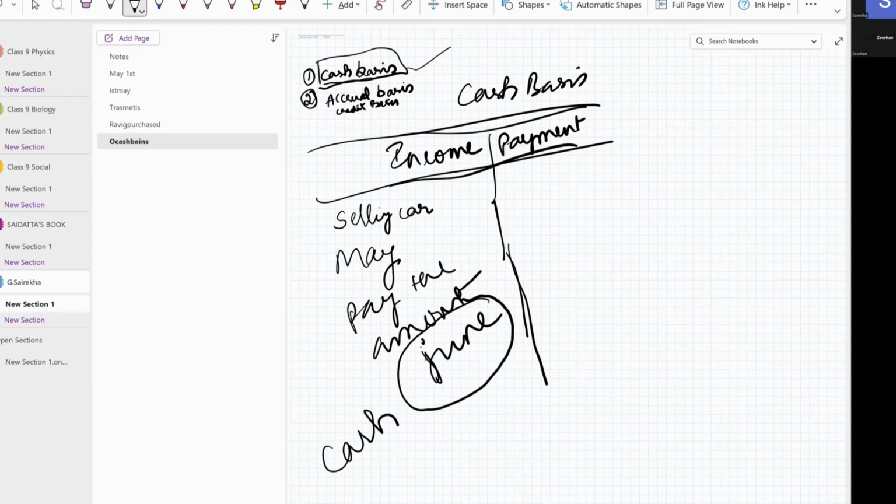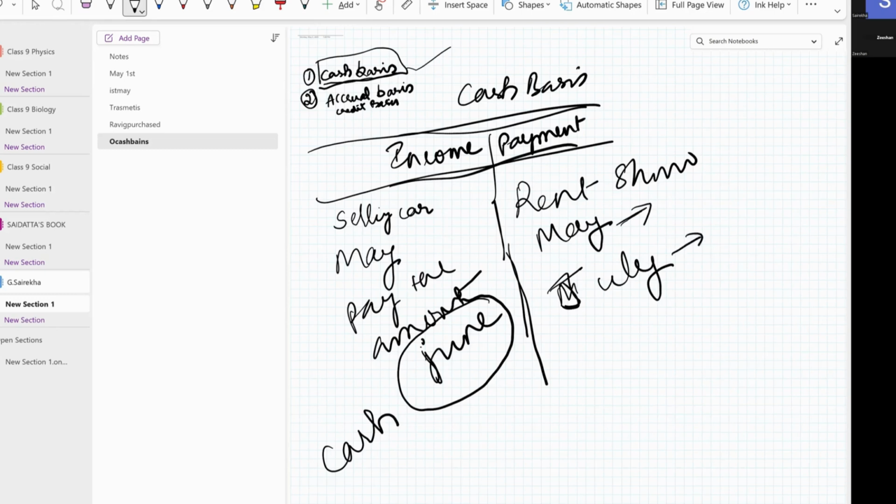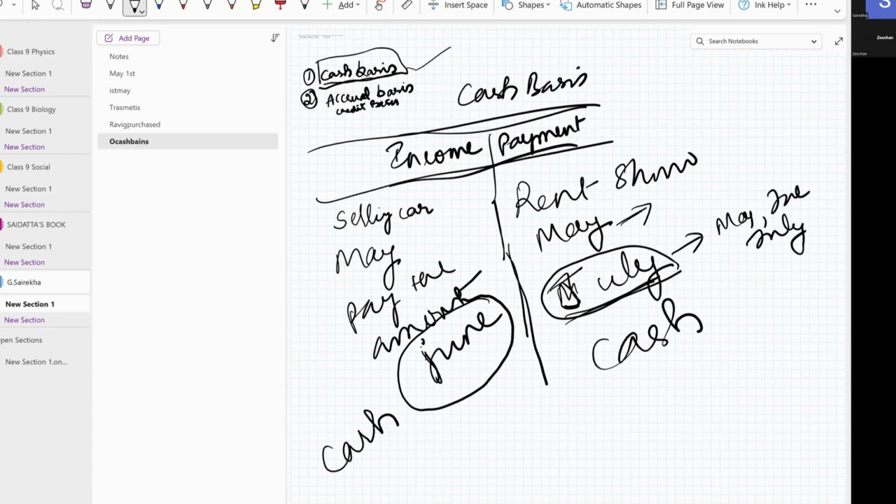Now coming to the payment. Every month you have to pay the rent for your showroom. Now this is May. In May I have a shortage of money, so I will not pay this month's rent. In July, I will pay all the rent, that is May, June, and July, three months, in the month of July. So when is cash actually going out of the business? In the month of July. So you record this entry in the month of July.